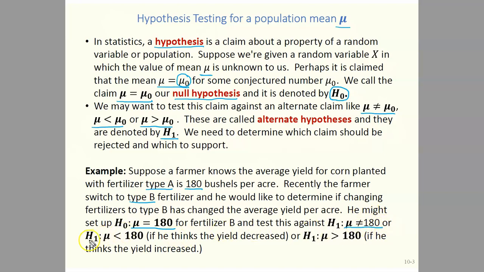Or they could test it against the alternate hypothesis that mu is less than 180. That's if they think the yield has decreased. Or they could test against the alternate hypothesis that mu is greater than 180. And that's if they think the yield has increased. So you have three types of alternate hypotheses that you could test against the null hypothesis that the yield is still equal to 180. So that's an example of how you might set up a hypothesis test. Now we need to develop a technique that will tell us, should we reject H0 or should we reject H1?